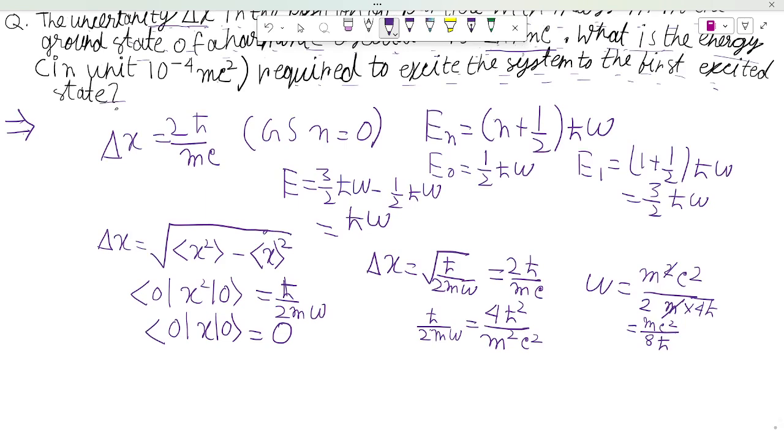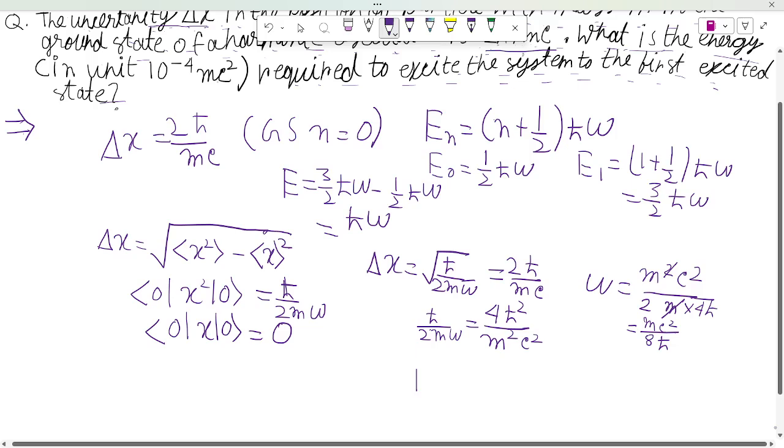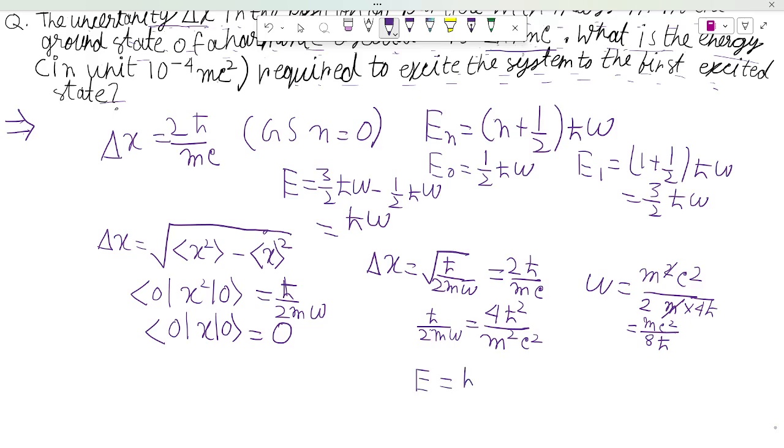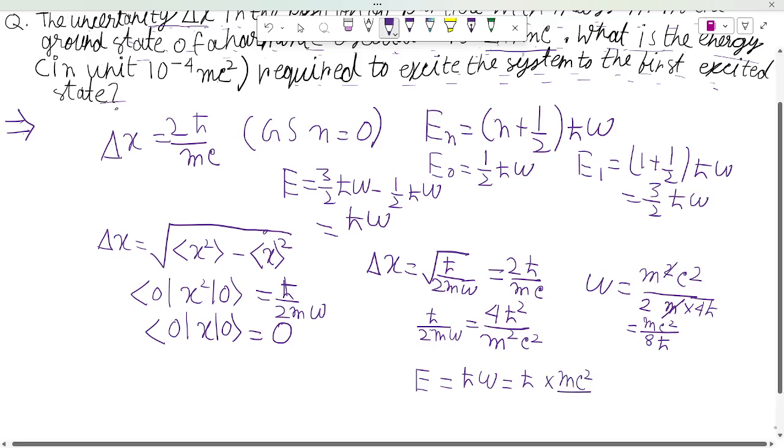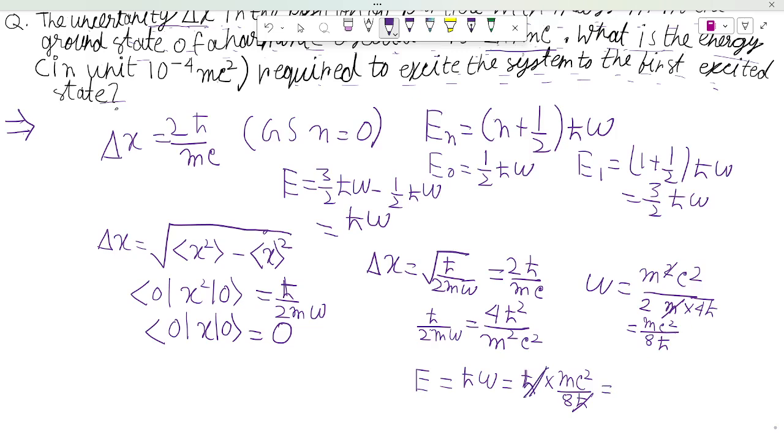What is the value of E? The value of E is h cross omega, that is h cross into mc square by 8 h cross. We cancel h cross and h cross. So the value of E is mc square by 8.